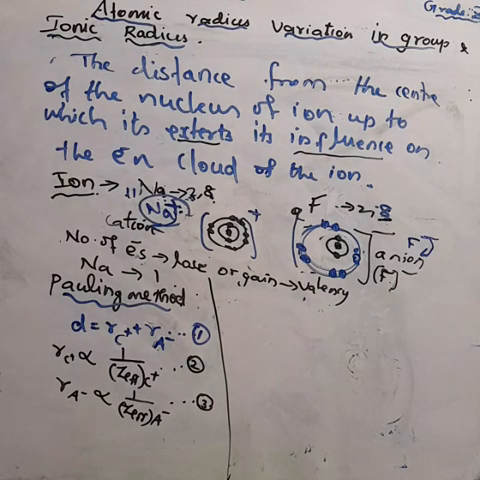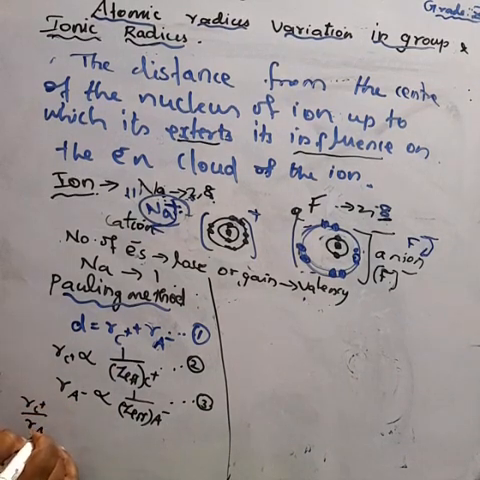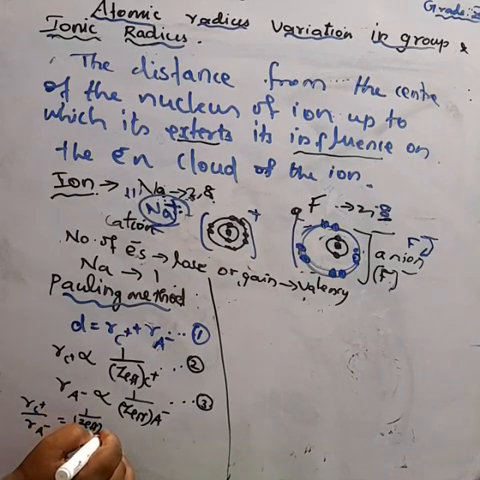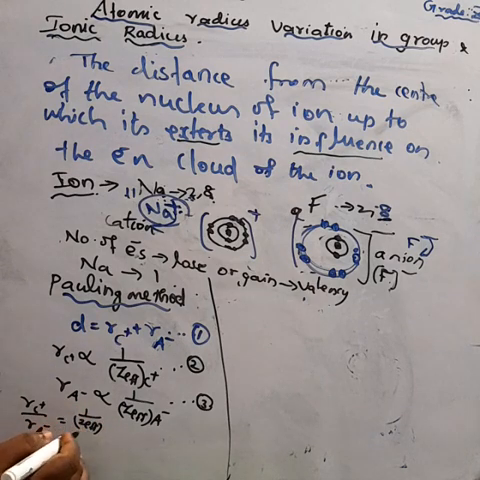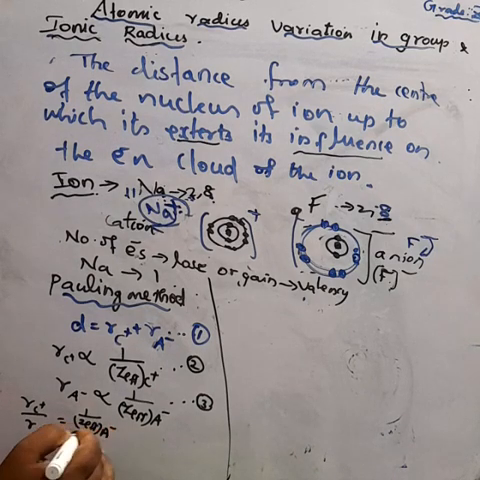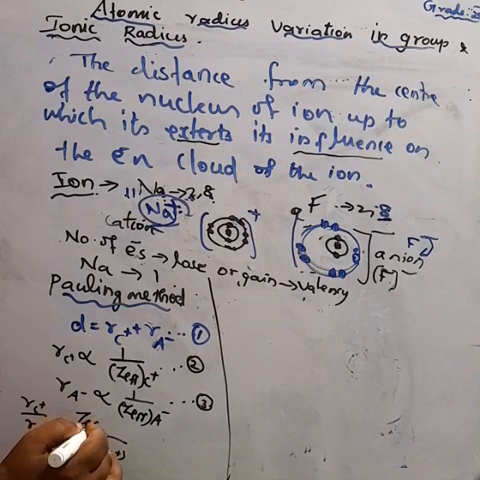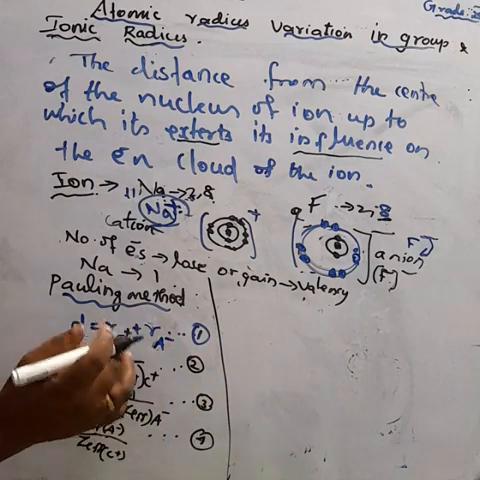By dividing these two equations, R_C^+ by R_A^- is equal to (1 by Z_eff A) by (1 by Z_eff C+). When we are dividing, this will go here, this will come here. So R_C^+ by R_A^- is equal to Z_eff A^- by Z_eff C^+. Understood?